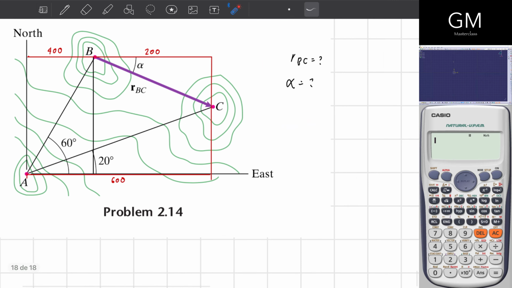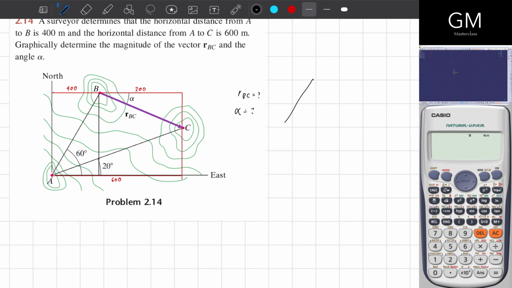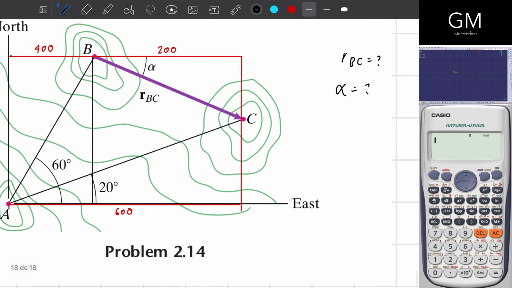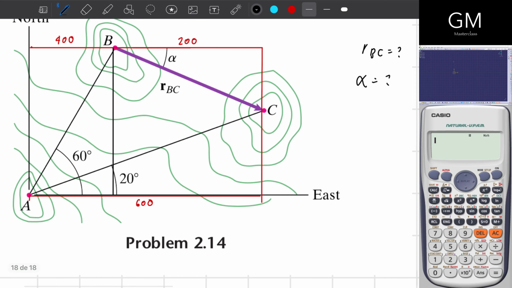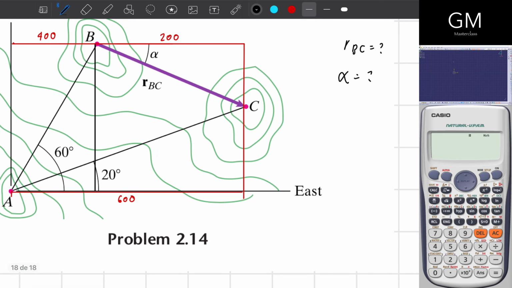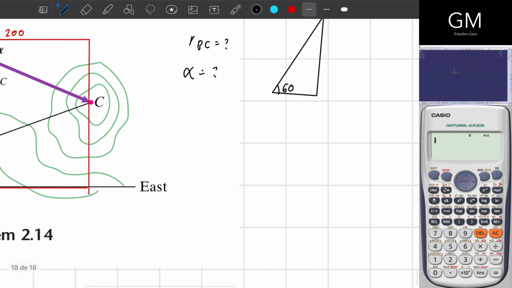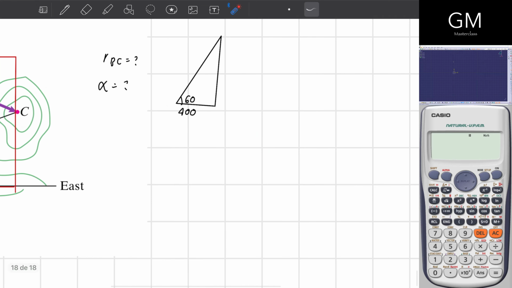So I'm going to start by drawing the triangle that I just set, this one, and it will look something like this. Right here I have an angle of 60 minus 20, that means an angle of 40. No, my mistake, this is equal to 60 degrees, sorry. And right here I have a cathetus equal to 400. So this triangle has an angle of 60 and a cathetus of 400. Then I have to look for the other cathetus.